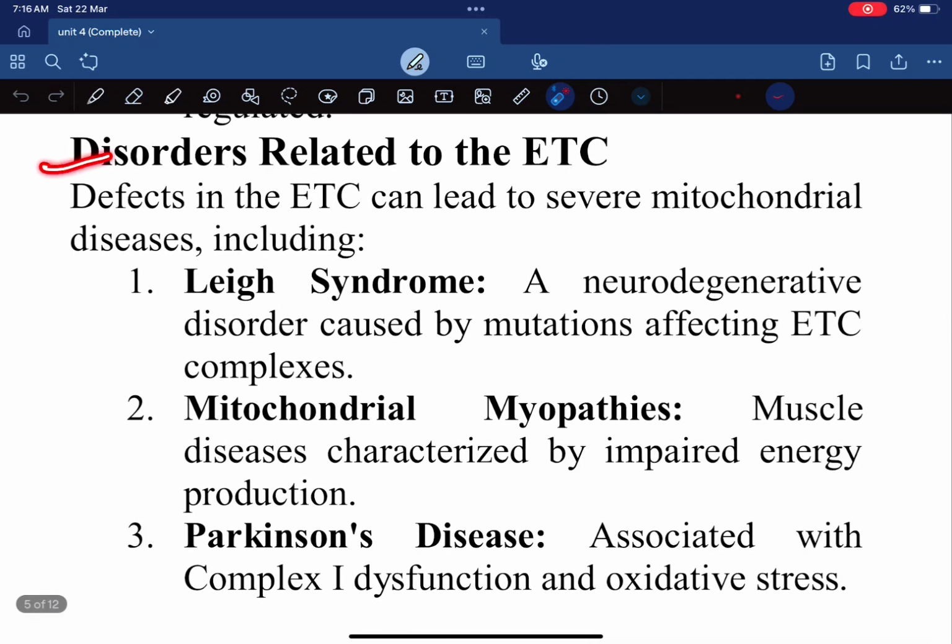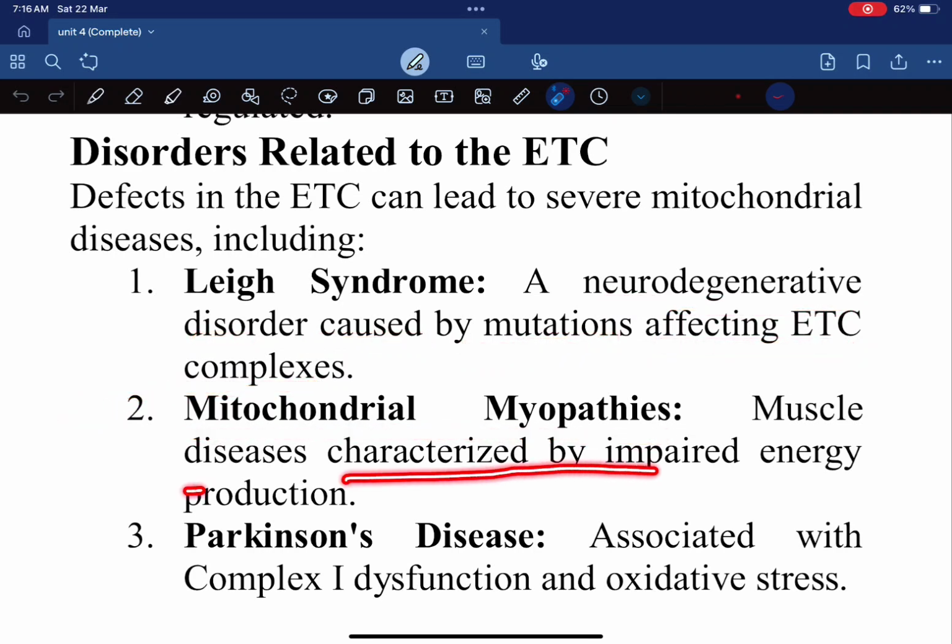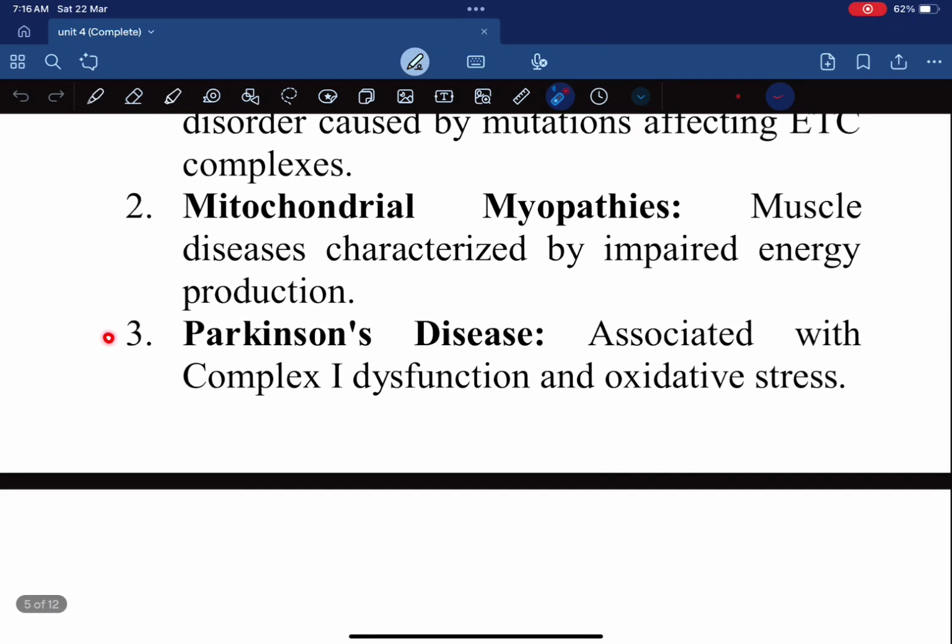Disorders related to the ETC. Defects in the ETC can lead to severe mitochondrial diseases including, first, Leigh syndrome, a neurodegenerative disorder caused by mutations affecting ETC complexes. Second, mitochondrial myopathies, muscle diseases characterized by impaired energy production. Third, Parkinson's disease, associated with complex 1 dysfunction and oxidative stress.